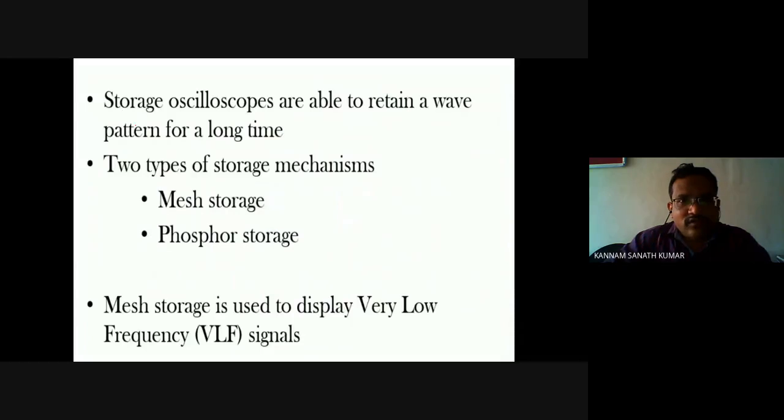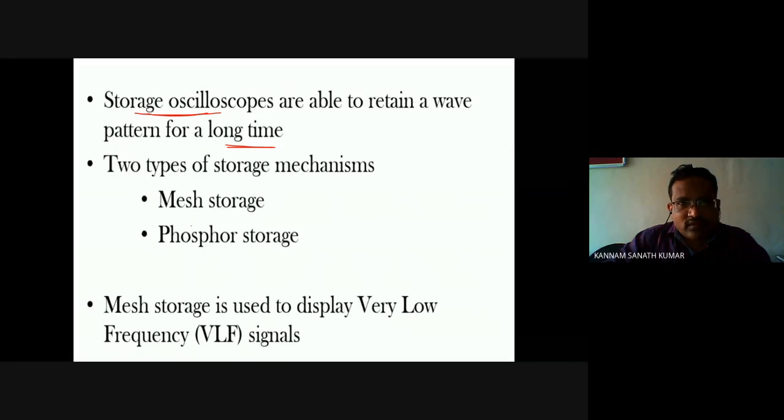Coming to the storage oscilloscope. In the basic CRO, suppose you switch it off and on, or you remove the probe, the input waveform will go. Suppose I want to store the previous waveform, then I can use the storage oscilloscope. That means storage oscilloscopes are able to retain a wave pattern for a long time. It will store the previous waveform for a long time, so in that situation we use the storage oscilloscope.